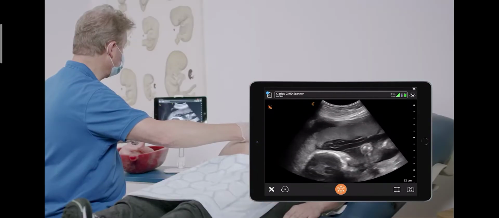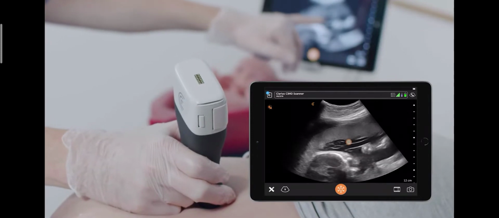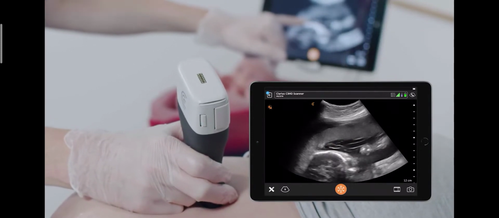So this is the way how you can recognize the position of the placenta, by this very simple way of scanning.